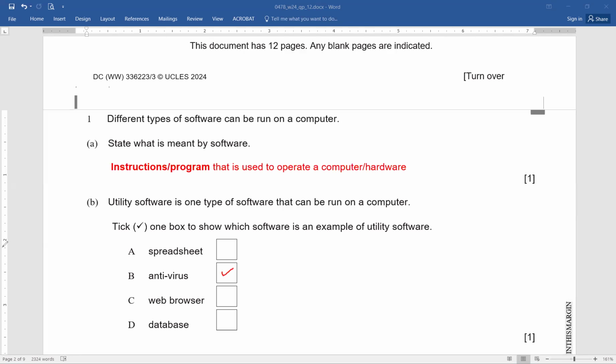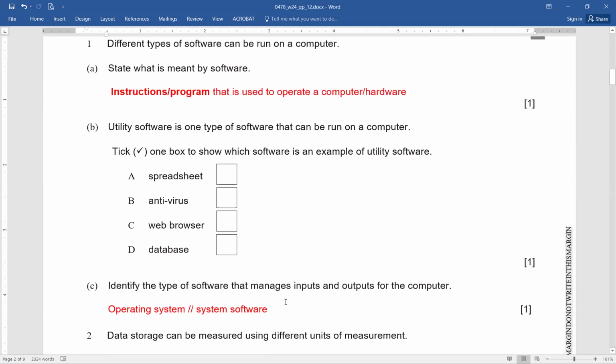Okay. Now let's move to the next part. Identify the type of software that manages inputs and outputs for the computer. And you know it very well. It's called an operating system, or anyone can say system software. They both are correct, because an operating system is needed to manage the inputs and outputs inside a computer system.